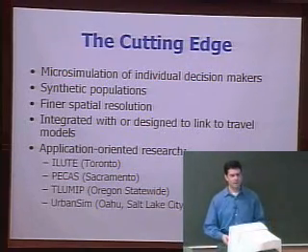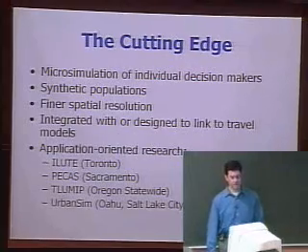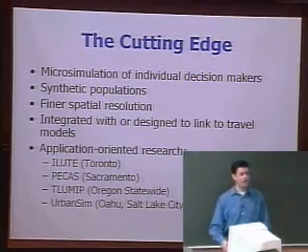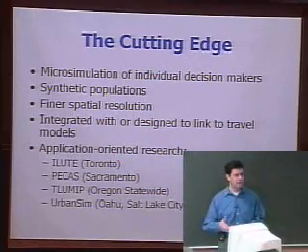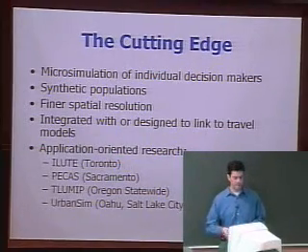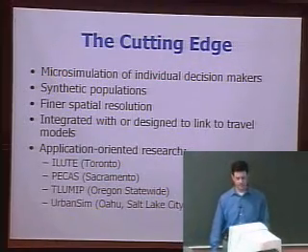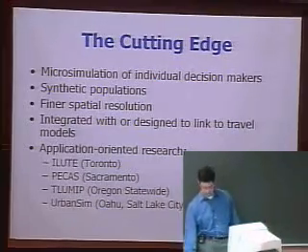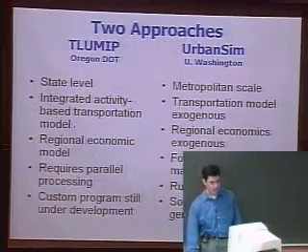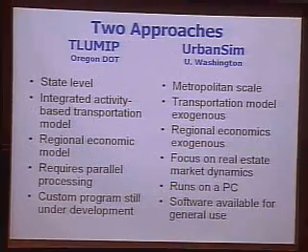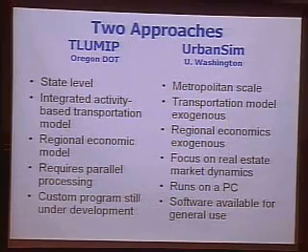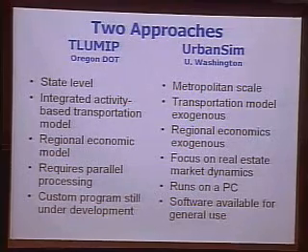We're now trying to integrate the land use models with transportation models, and I've listed here what I'm calling application-oriented research, because they're all being developed at universities or by university-affiliated researchers, but they're being developed for clients, both in Canada and the US, and there's some in Europe too. Two approaches. The TLUMIP model in Oregon, I'll just contrast the two because UrbanSim had its genesis in the TLUMIP program, and due to various artistic differences, went one way and TLUMIP went another way.